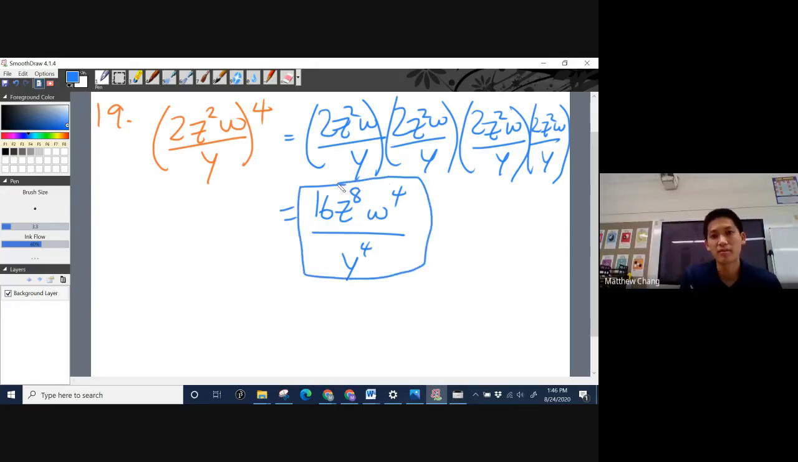Now, another way you could do this is to distribute the exponent into the numerator and denominator as such. So it's 2 raised to the 4th power, 16. Z squared raised to the 4th power is z to the 8th, because 2 times 4 is 8. And then here you have 1 times 4 is 4. And then this here, 1 times 4.